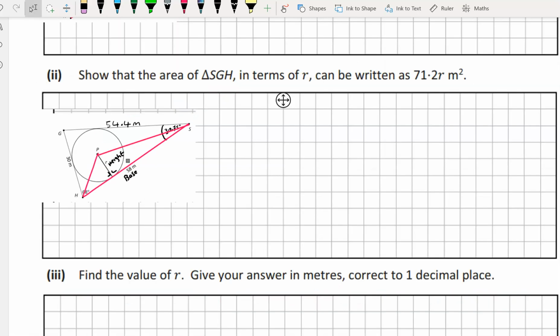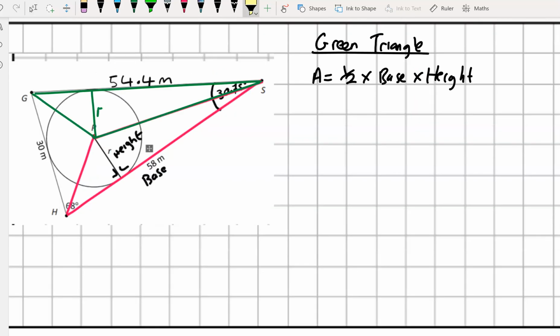Show that the area of triangle SGH, in terms of OR, can be written as 71.2 OR meters squared. We've already found the red triangle in terms of OR, so let's find the remainder of the shape in terms of OR. So looking at the green triangle, using the exact same method, 54.4 will be our base, and OR again will be our perpendicular height. So the area of the green triangle will be 27.2 OR meters squared.